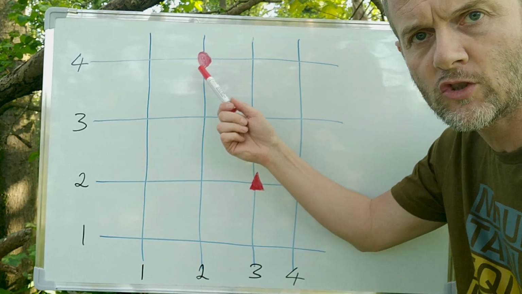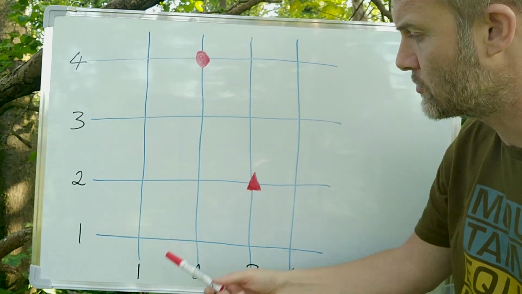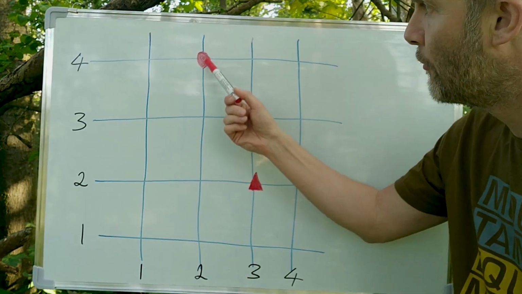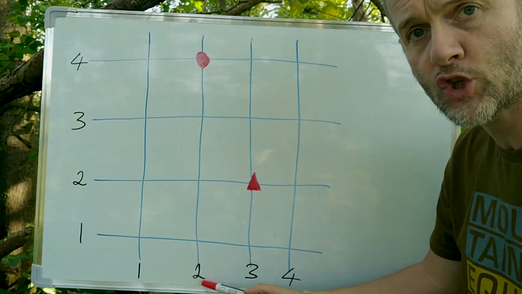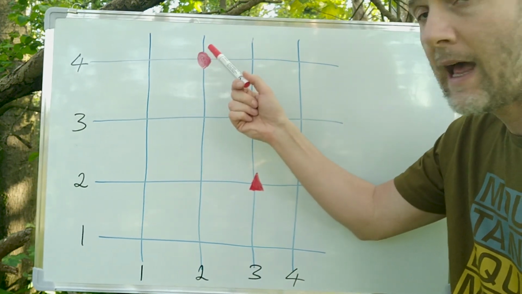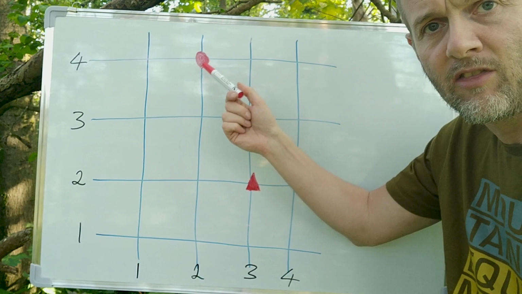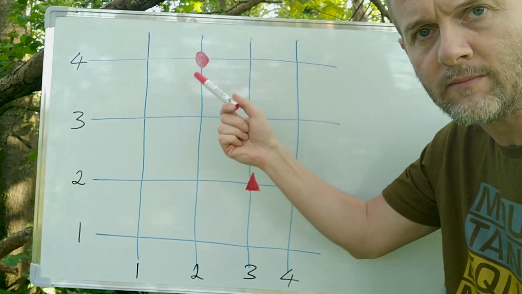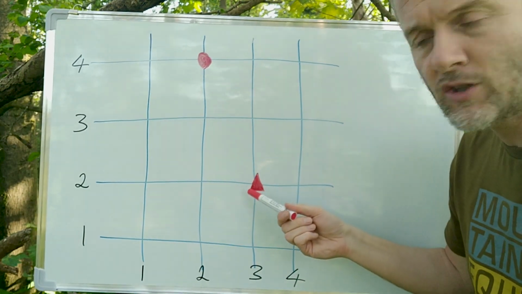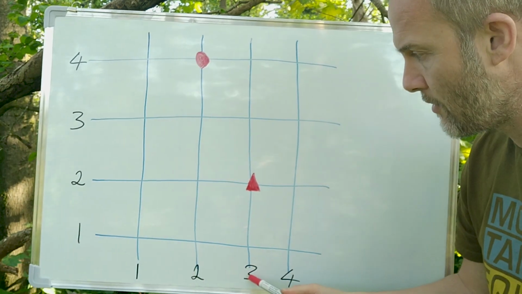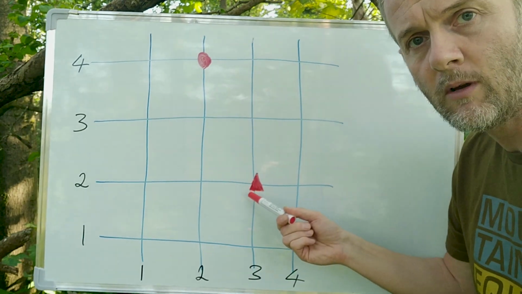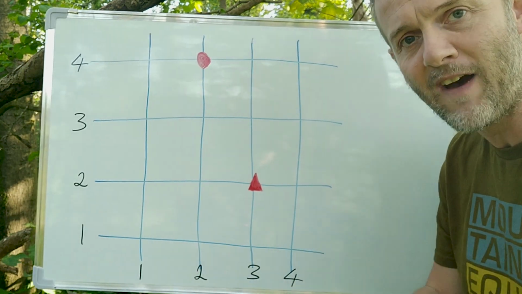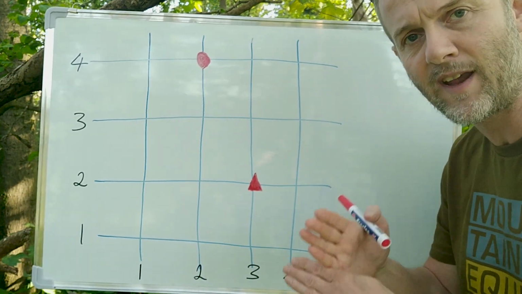The red dot towards the top centre of the screen, the coordinate is 2, 4. If I went to the coordinate 2, 4, I would arrive or find that red dot. It would be exactly at that coordinate. Same principle, the red triangle: if I went to coordinate 3, 2, I would find that red triangle. I would be in that location there. It is a defined, fixed, specific point.